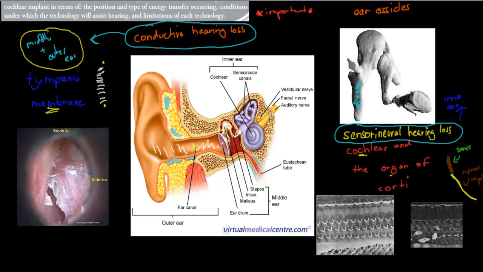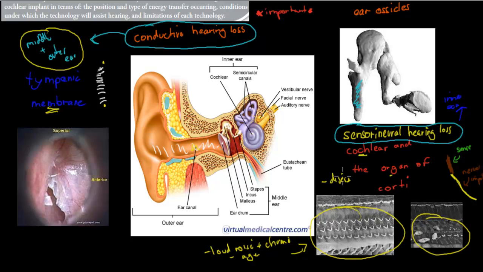These here are your normal hairs. This is how they would usually look in your organ of Corti, and this is when they're damaged. And they get damaged by, for example, loud chronic noise. So loud noise, but it has to be chronic, so it has to be over long periods of time. It could be due to age, that's a big one as well. It could be due to disease, right? So all these are examples where the hairs inside the organ of Corti could be damaged.